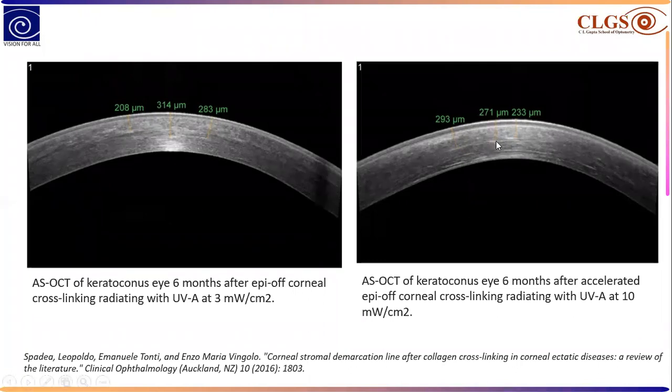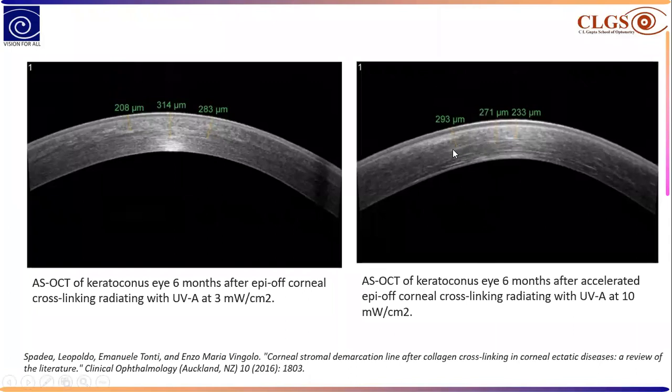So if the demarcation line is not deep, when you're doing CXL treatment, the corneal thickness is 400 microns. 400 microns means when you are putting the UV radiation, normally it will penetrate up to the level of 340 or 350 microns. You use the irradiation in such a way that you don't want it to penetrate beyond that level.